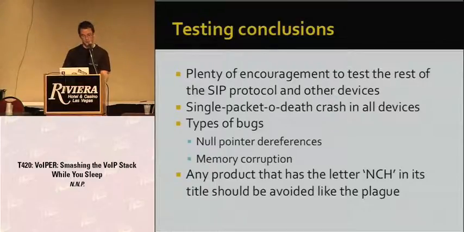The vast majority of the bugs were null pointer dereferences, but everything except for Twinkle had exploitable memory corruption issues. And yeah, NCH, don't use them for anything, don't go near them, just stay away. Bad.